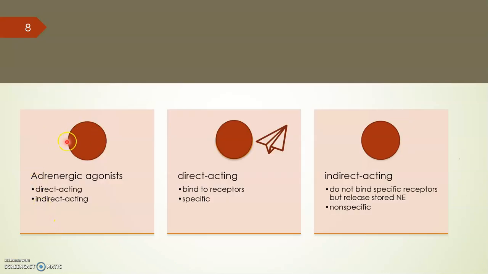So the adrenergic agonists in general can be divided into two. They are direct acting and indirect acting. So the direct acting ones bind to receptors, so they are specific, whereas the indirect acting ones do not bind specific receptors, but they release the stored norepinephrine or noradrenaline. So indirect acting ones do not bind the specific receptors, but cause the release of stored norepinephrine. So they are non-specific. So most probably these are straightforward stuff.